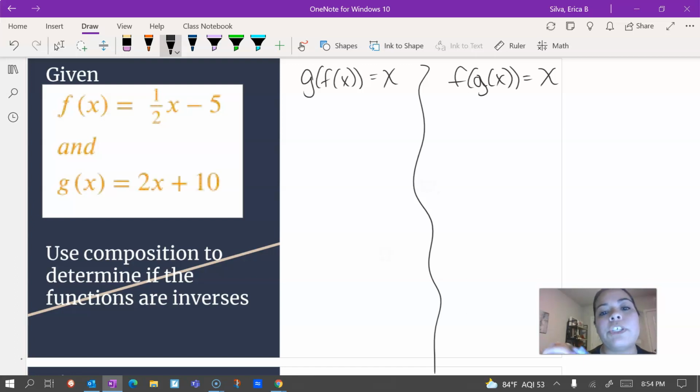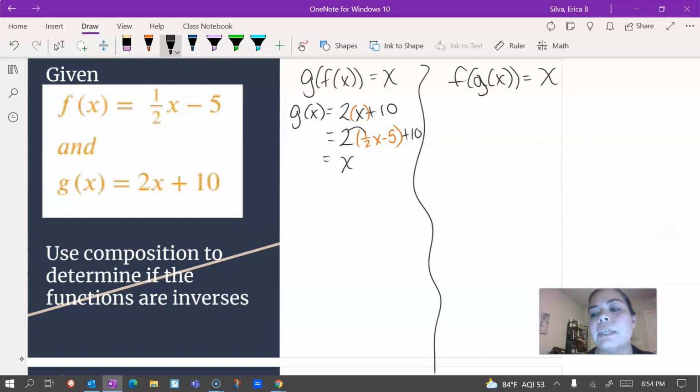First, we're going to start with g of f of x, which means we're going to start with g of x. Go ahead and write down that function. And then wherever we see an x, we're going to plug in f of x. And f of x is 1/2 x minus 5, plus 10. So we got 2 times 1/2 x. That gives us just 1x.